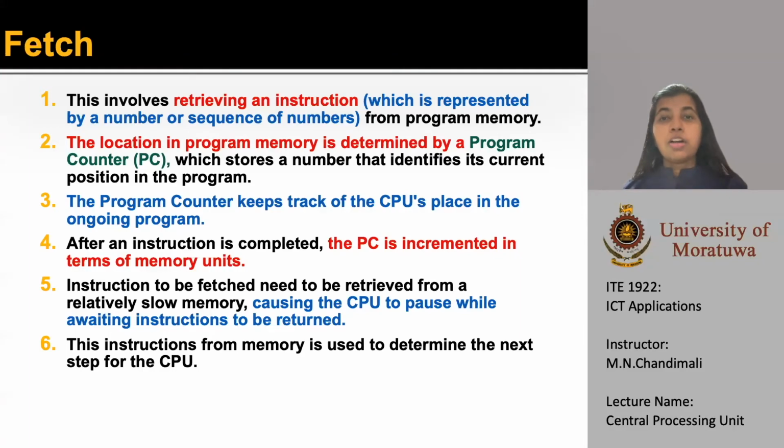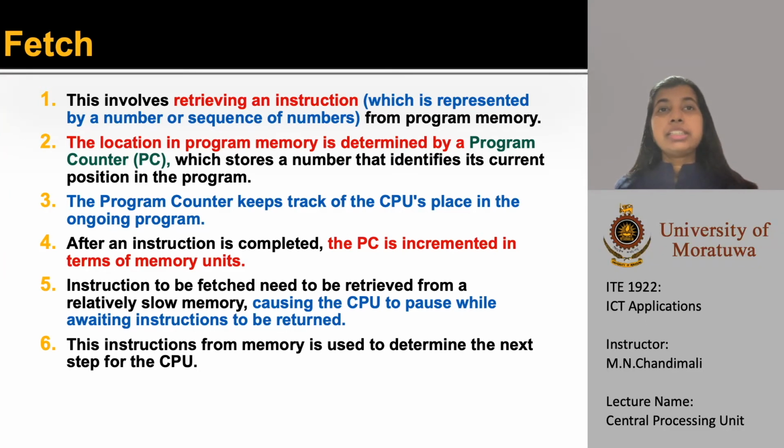The first stage of data processing is fetch. What happens in the fetch stage is the retrieving of an instruction from program memory. The location in program memory is determined by the program counter. It holds the address of the next instruction to be executed. Then the contents of the program counter, which holds the address of the next instruction to be executed, is placed into the memory address register.